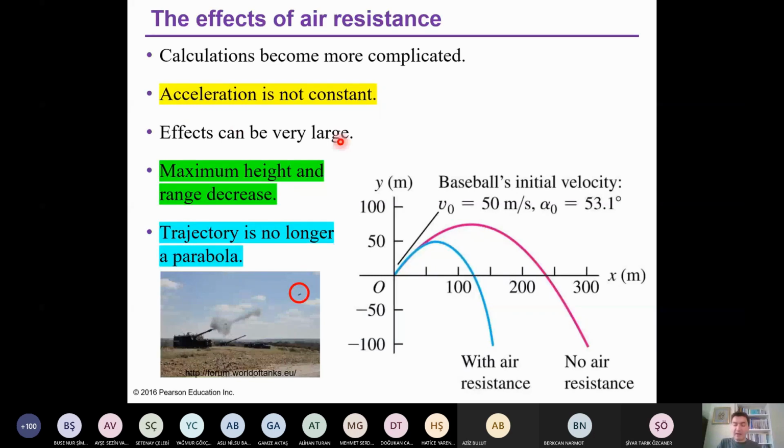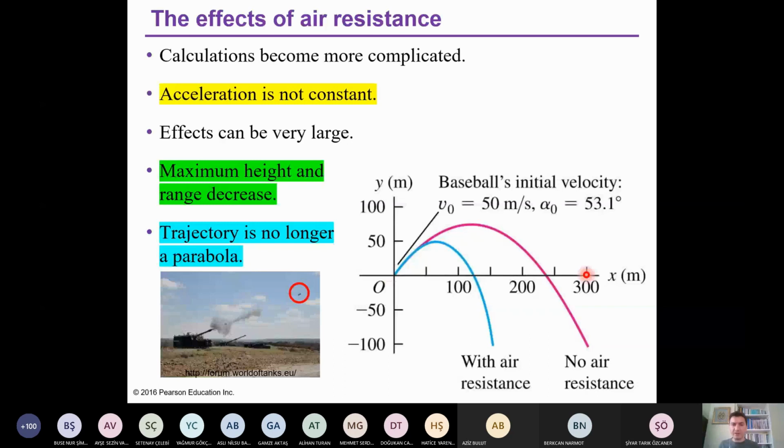And you cannot apply the equations of motion for constant acceleration, because the acceleration is not constant if we have air resistance. And the effects can be very, very large. Maximum height will decrease. Maximum range will also decrease due to the air resistance. And the trajectory is no longer a parabola. It will not be a perfect parabola. Here we have 2 conditions, okay?